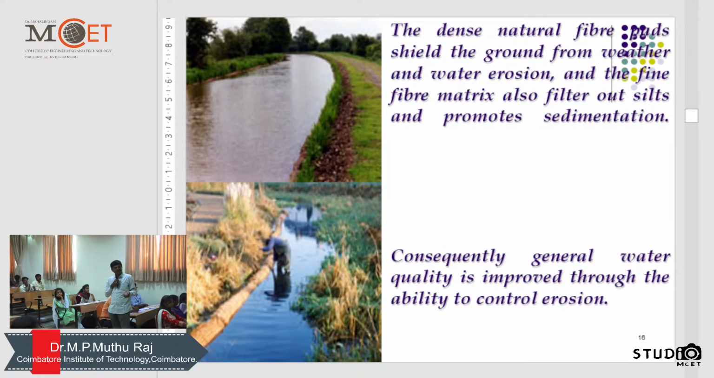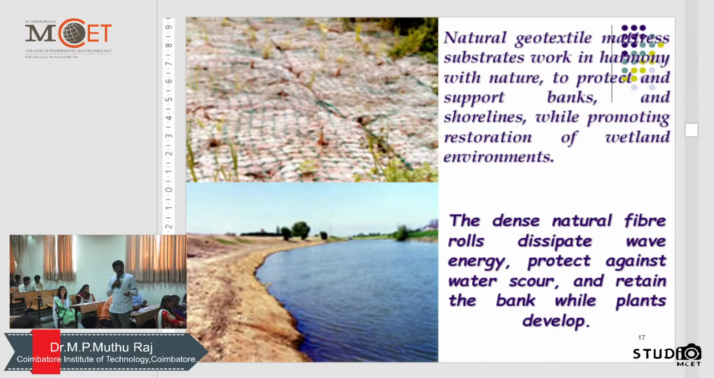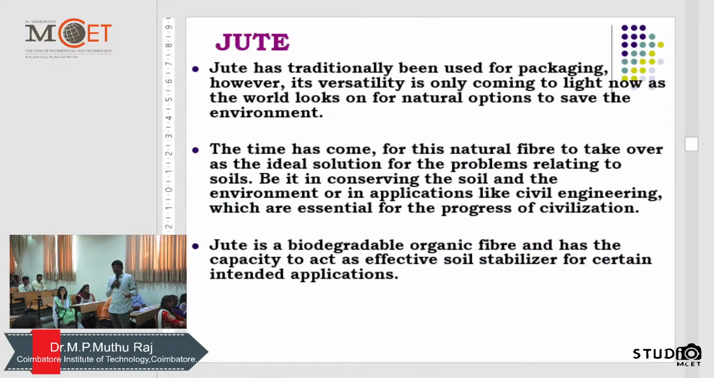Then the dense natural fibers produce a lot of good effects, that is, erosion can be reduced and you can go for the fiber matrix also. The dense natural fibers dissipate the wave energy and then protect the banks. And it also helps the growth of plants.